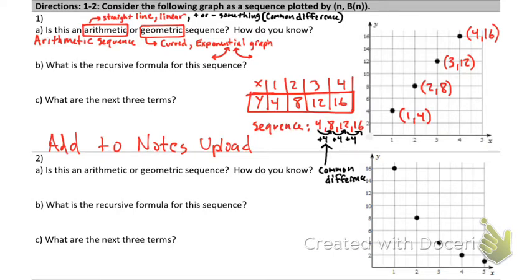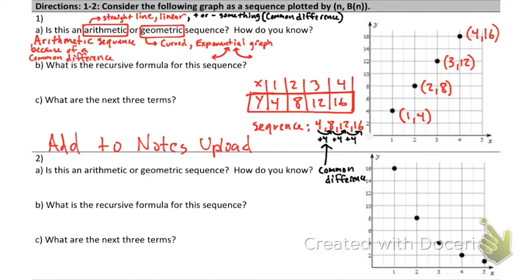All right, so in this particular example, my common difference is 4. It's plus 4. That's what we're doing to get to the next term. So not only do I know this is arithmetic because of the straight line, but I also know this is arithmetic, and the reason I would say that is because of a common difference. Okay, and that's the answer for number 1. It's an arithmetic sequence.